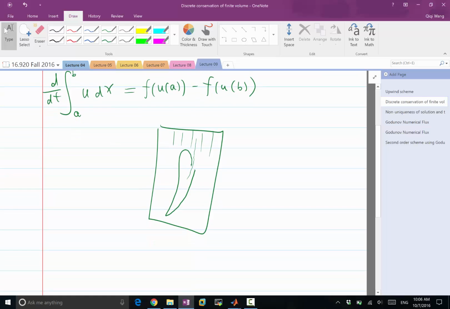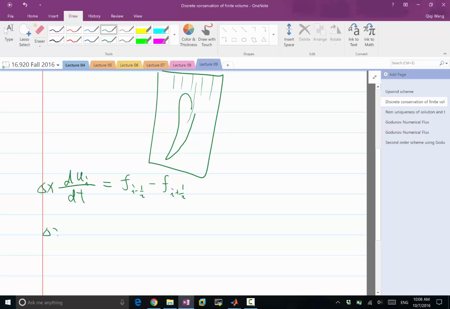Because if you discretize the equation using a finite volume scheme, you have du_i/dt equal to, so I want to multiply delta x on this side, f_{i-1/2} minus f_{i+1/2}. All right, let me keep writing this. du_{i+1}/dt is equal to f_{i+1/2} minus f_{i+3/2}.